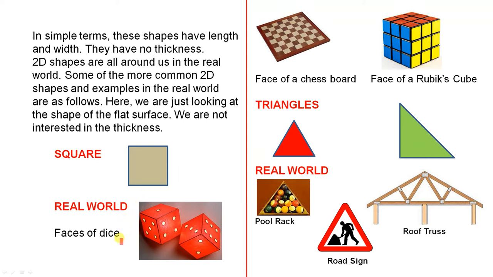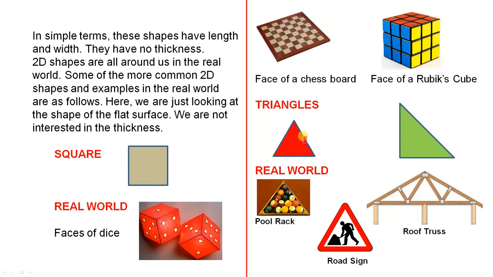You have the faces of dice. Each die, D-I-E, is the singular of dice. When you have two or more, they're called dice. So the faces are what we are interested in, and each of these has six faces. The face of a chessboard, just the flat section, and the face of a Rubik's Cube. Each Rubik's Cube has six faces, but each face is flat.